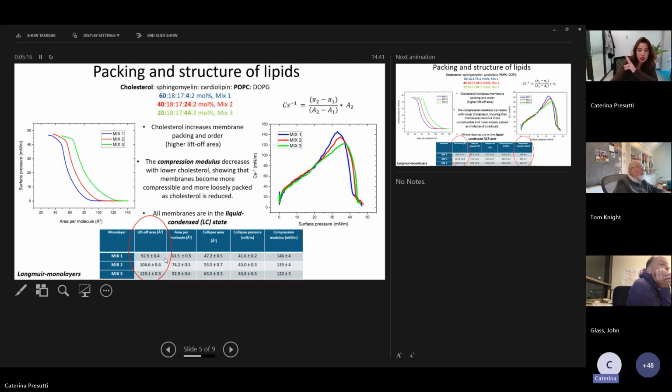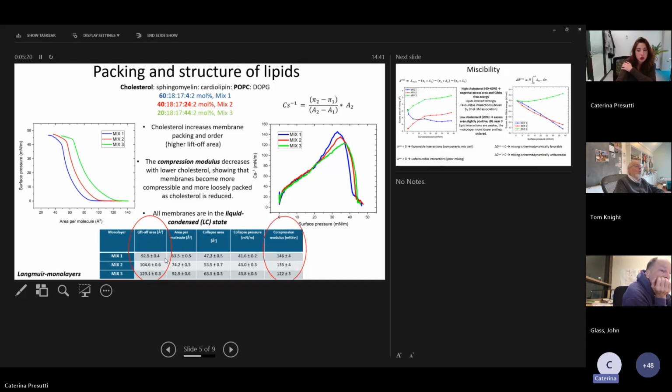And the second parameter we calculated, and I wanted to show here, is the compression modulus. The peak here represents the most compressed state in the monolayer. Here we can see that it decreases with decreasing cholesterol content, and this supports the idea that the membranes become more compressible and less ordered when less cholesterol is present.